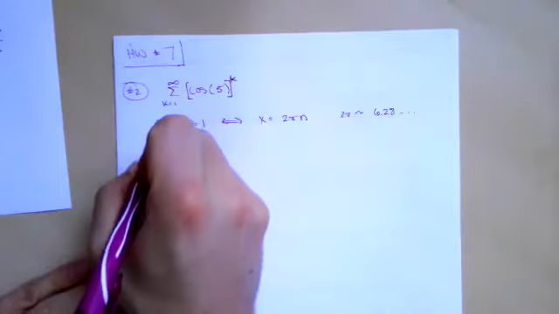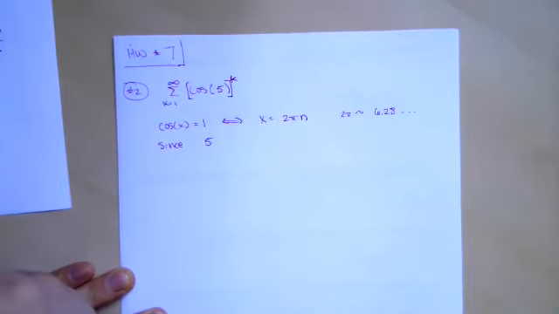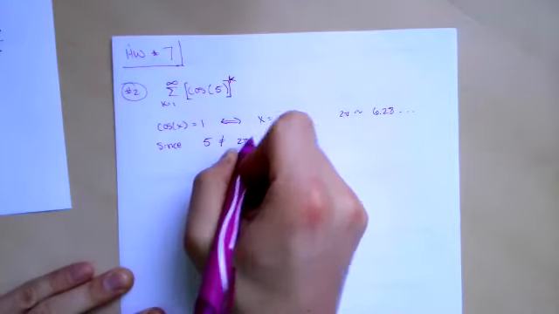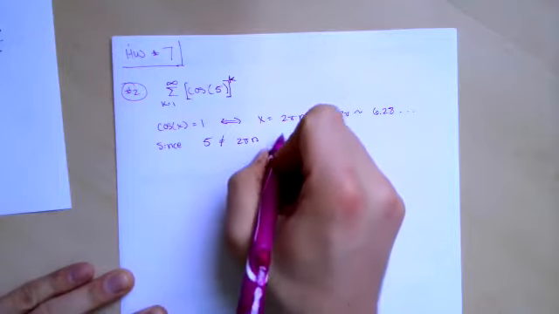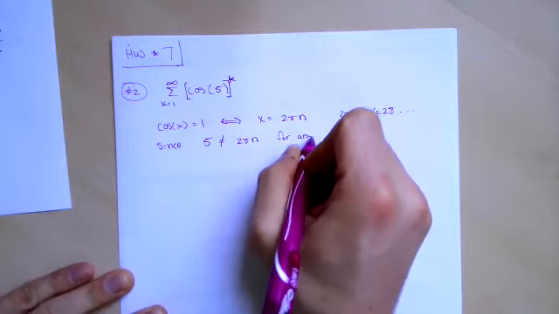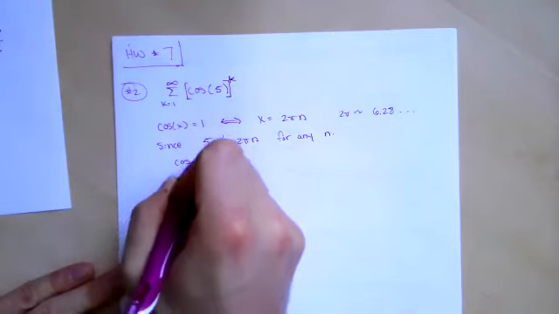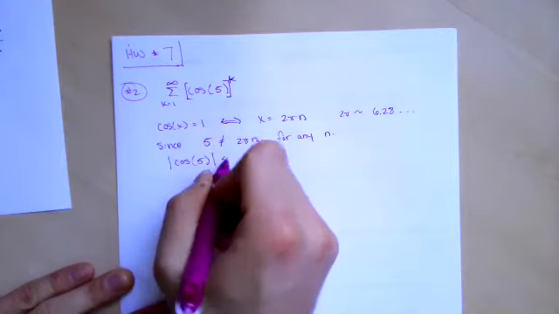So since 5 is not equal to 2 pi n for any n, we know that cosine of 5, at least in absolute value, has to be less than 1.